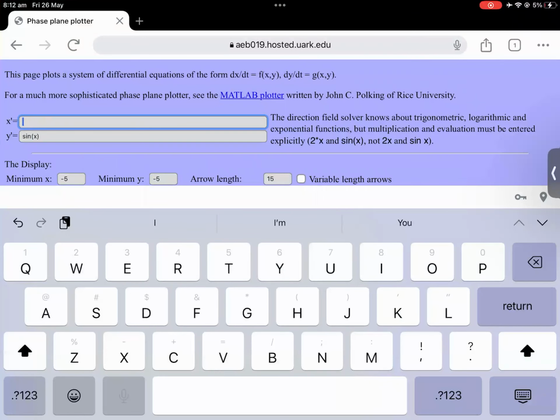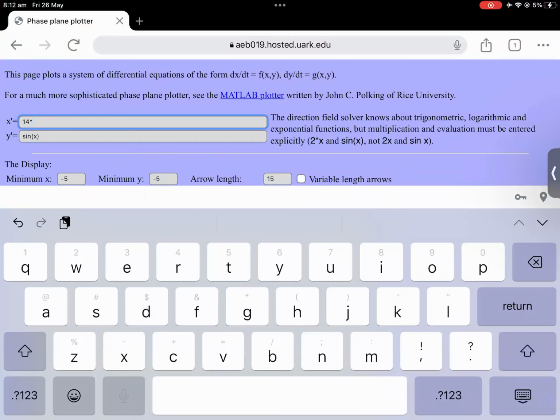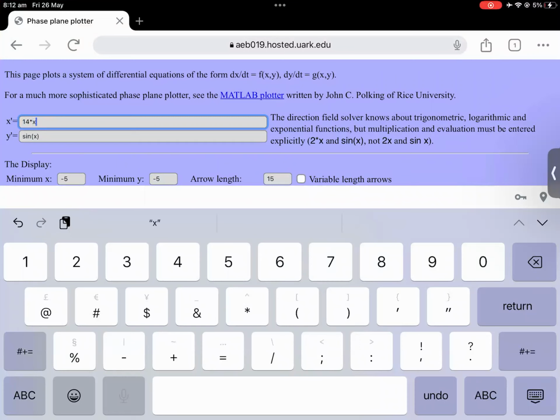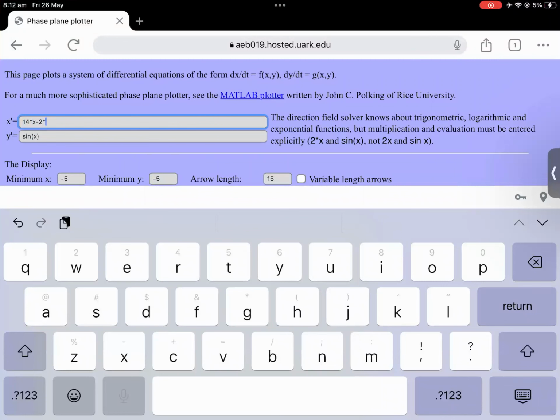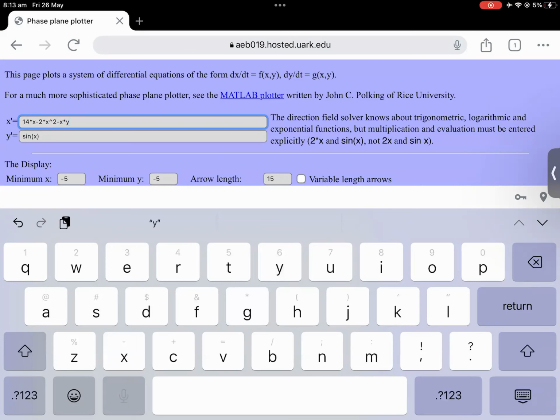Can you help me? 14 times x, 2x squared. What is that? Minus, where is the minus? Okay, I hope 2x, 2x squared. 2x. Probably it's with this x squared minus xy, minus x times y. Yeah.